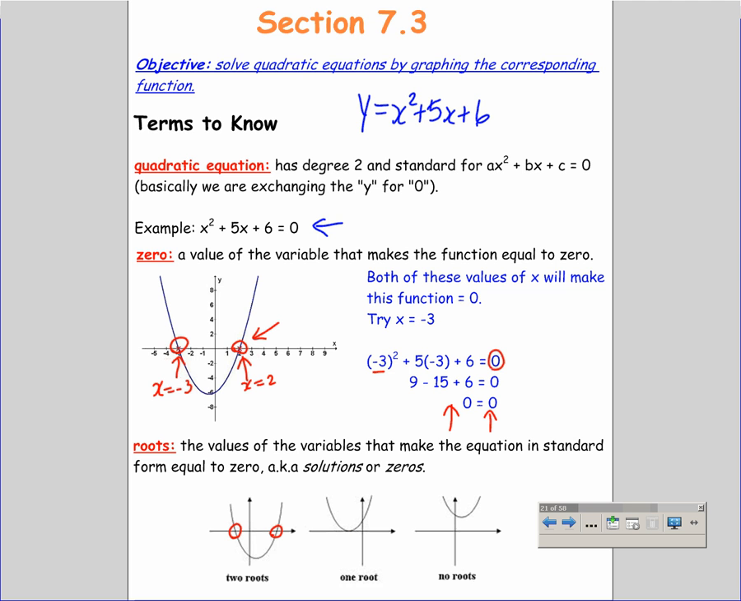There could be one where there's just one root, so that would be at the vertex. Or it could be that there's no roots, because if you look at this one, it never touches the x-axis. Okay, so y can never be 0. It's either above or below the x-axis. Okay, so when we're talking about the roots or the zeros and they're asking you to find that, they're asking you to find the x values, the x coordinates, where the y would be 0. So you'd either have the possibility of having two of them, one of them, or none, depending on where that graph falls.